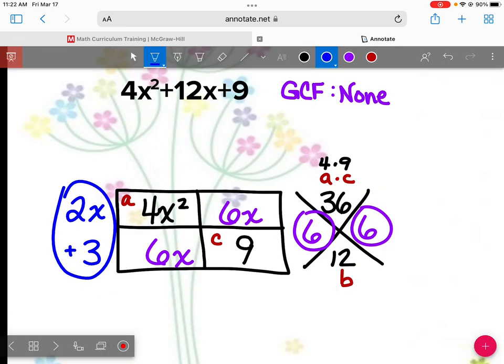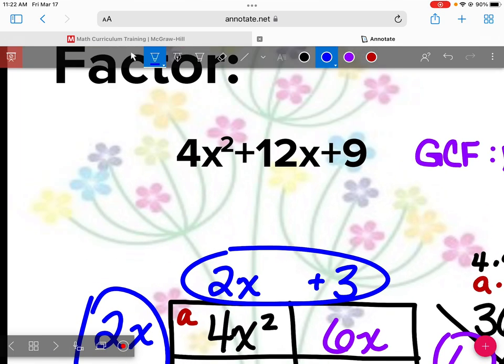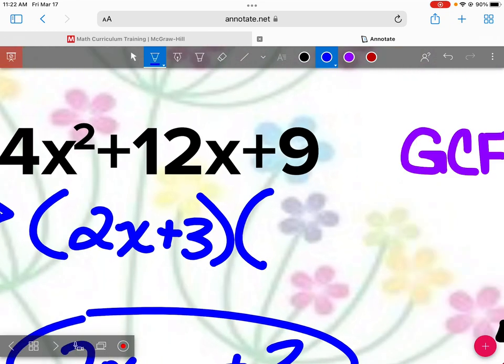And then I'm going to do the columns. 4x squared and 6x. What goes into it? 2x and 6 and 9. 3 again. Positive 3, negative 3? Positive. So in its factored form, I have 2x plus 3 and 2x plus 3.